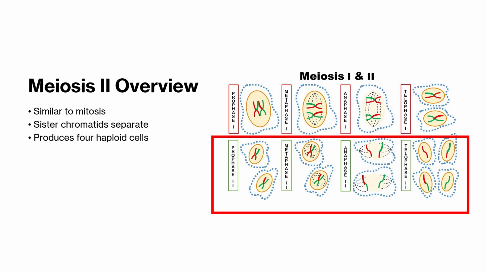When complete, the result is four genetically distinct gametes. Each one is unique thanks to crossing over and independent assortment.